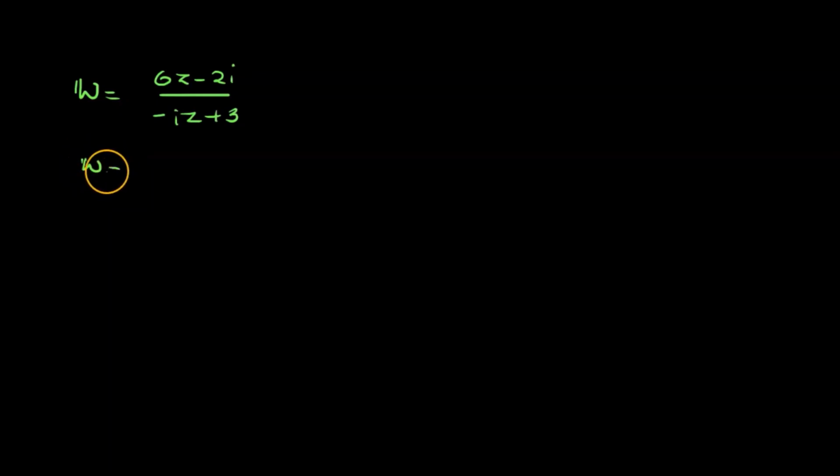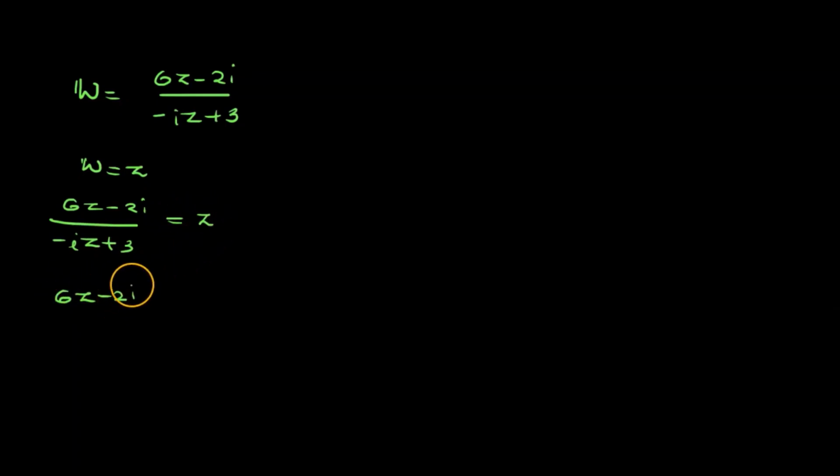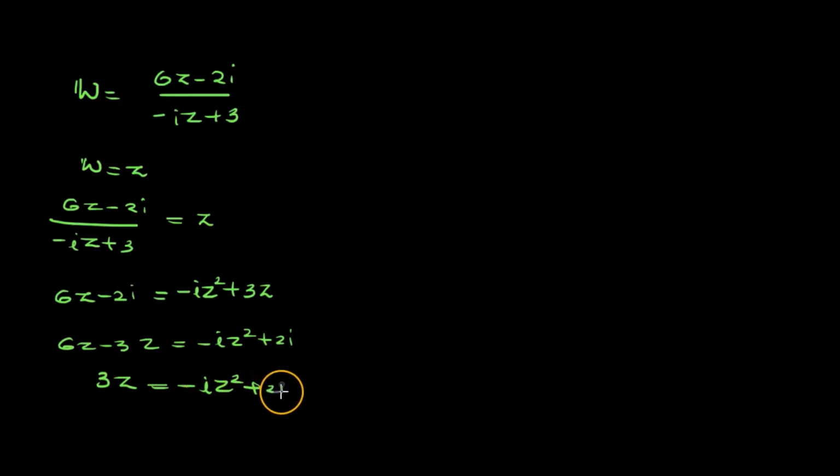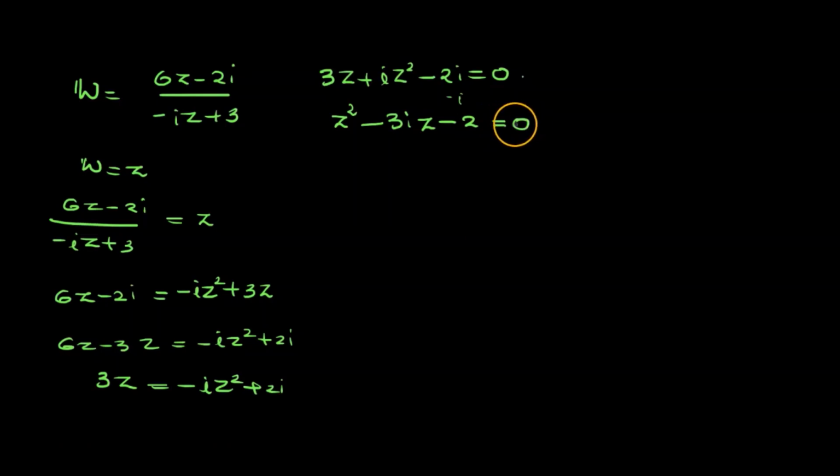Invariant points are the points satisfying W equal to z. That means 6z minus 2i divided by minus iz plus 3 equal to z. This is 6z minus 2i equal to minus iz square plus 3z. That is 6z minus 3z is equal to minus iz square plus 2i. That is 3z is equal to minus iz square plus 2i. 3z plus iz square minus 2i equal to 0. Multiply with minus i, so that minus i into i is plus 1. So this is z square minus 3i into z minus 2i, into minus i into i is also, i square is always minus 1, minus 1 into minus 1 is plus 1. This is minus 2 equal to 0.